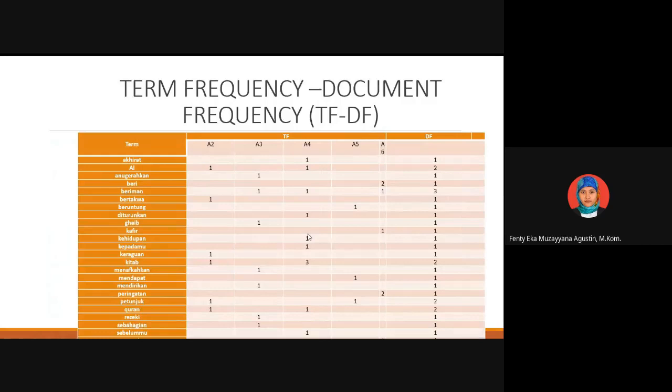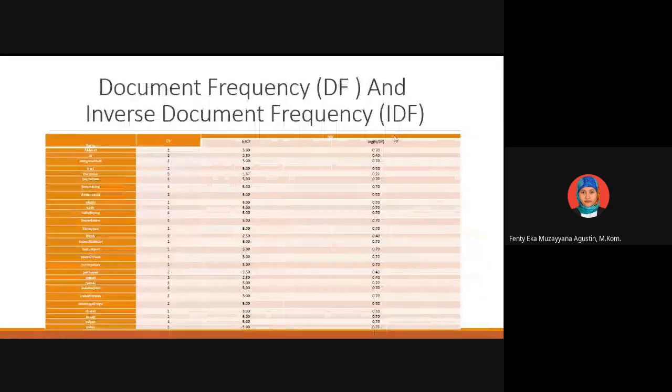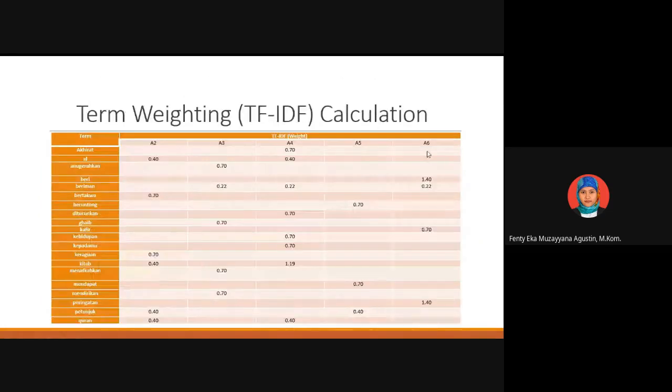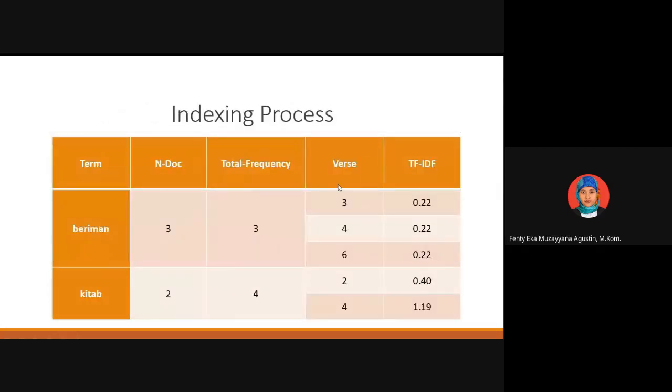After that, we count the inverse document frequency. This is the formula to measure the document frequency and inverse document frequency. Term weighting calculation, this is the indexing process.